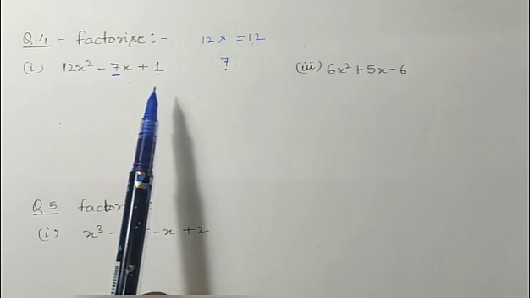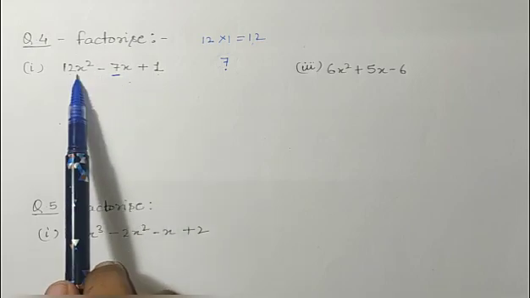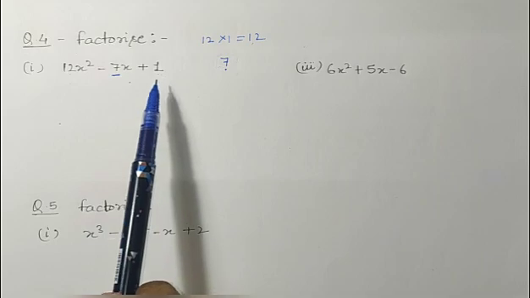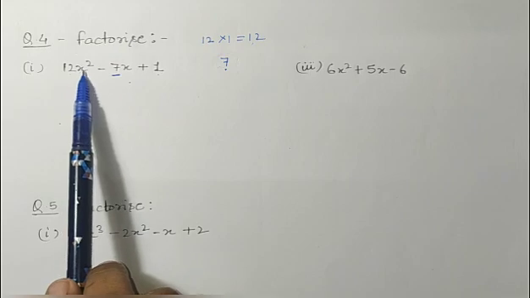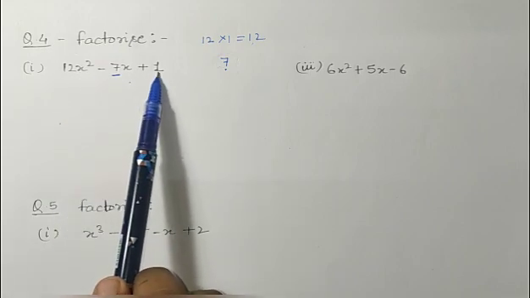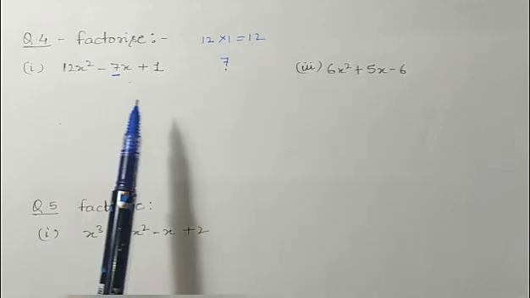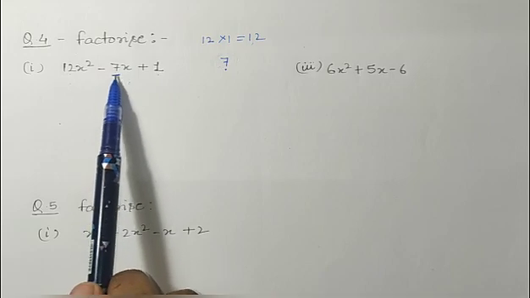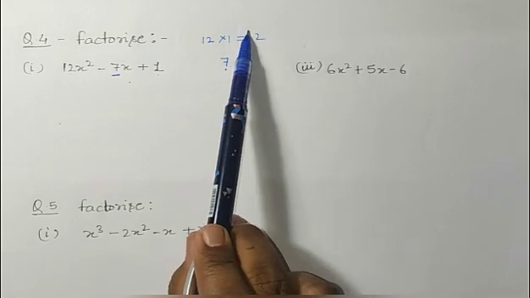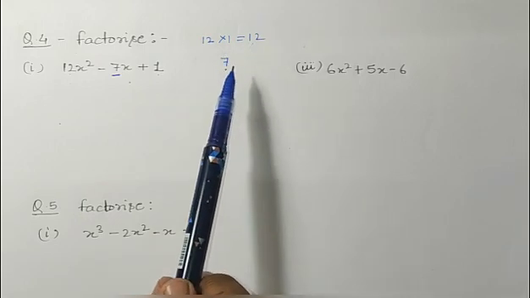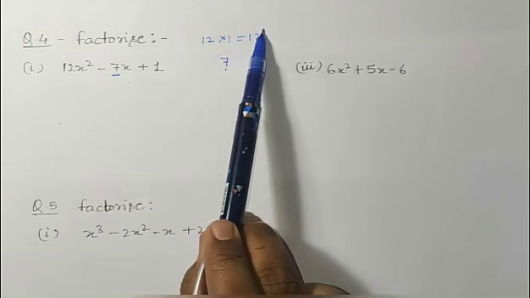We can understand splitting the middle term with the help of this question, 12x square minus 7x plus 1. Firstly, students will multiply the first and last, meaning the coefficient of x square is 12, and the constant is 1. So we multiply 12 into 1, and we get 12. Now students will split this 7 into two numbers whose sum or difference should be 7 and whose product should be 12.